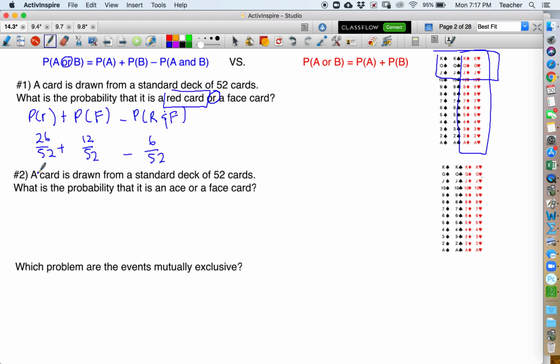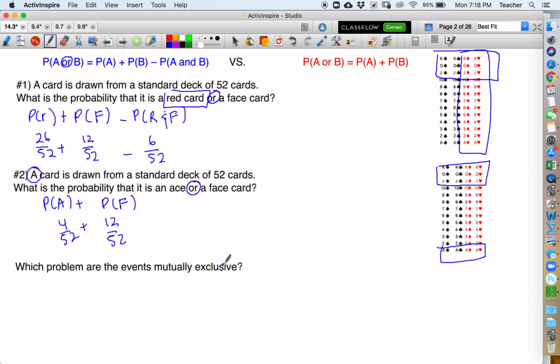A card is drawn. Again, one card is drawn, and here is the hint. It's an OR problem. So probability of ace plus, so there are 4 aces out of 52, plus the probability of face card, and there are 3, 6, 9, 12 out of 52. And since there's no overlap, it's just probability of A plus probability of B.